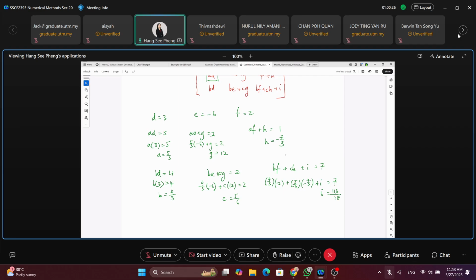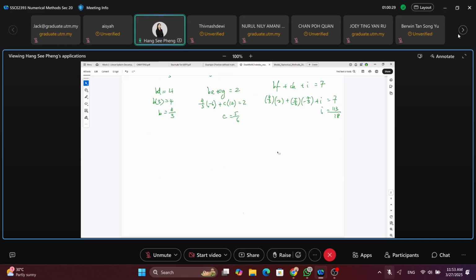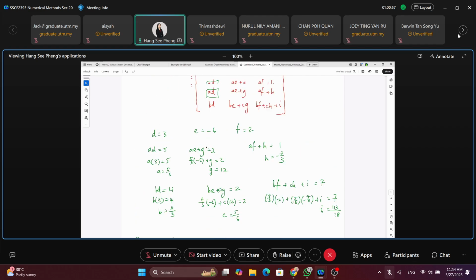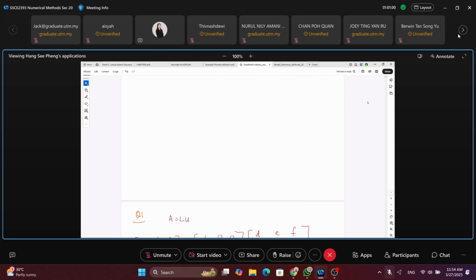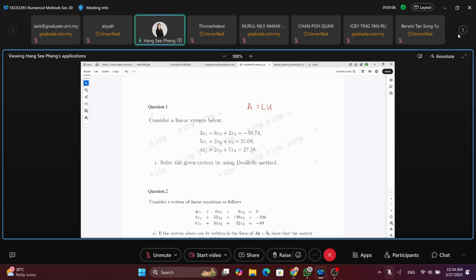Okay, so after you get all the 9 unknowns, now you have the L and U. I will normally just proceed to Ly equals B. So what is the L now? Put in the matrix here: Y1, Y2, Y3. Now B is the right-hand side values. Want to check what is the right-hand side values given in the question? This one is B.